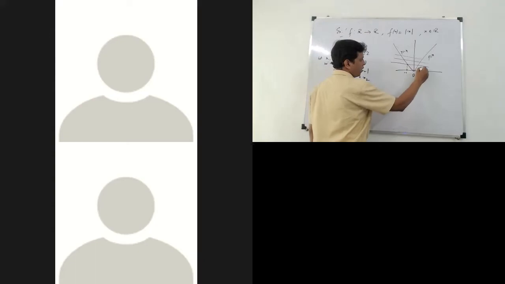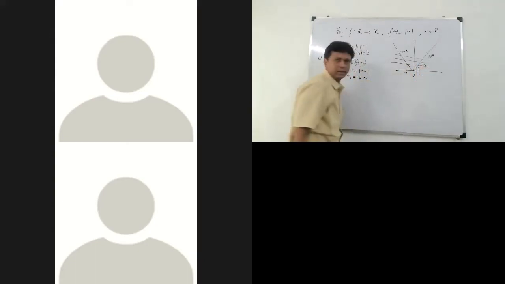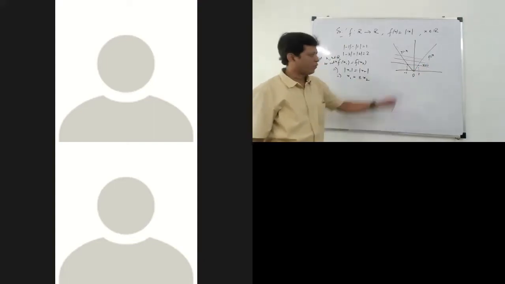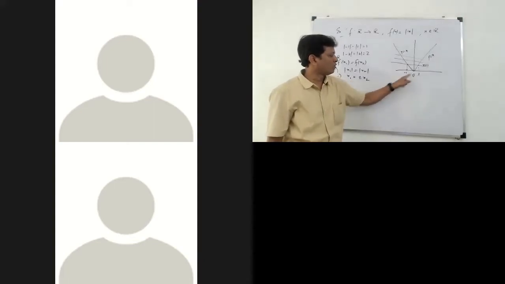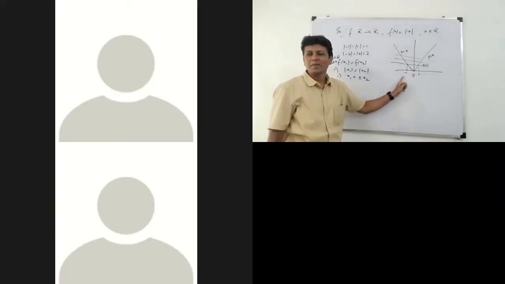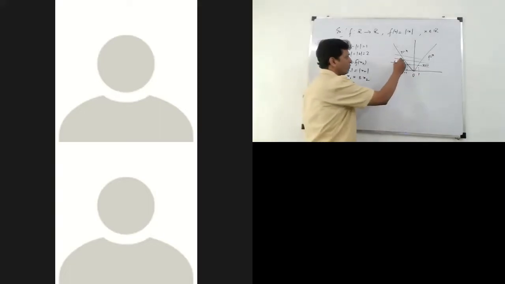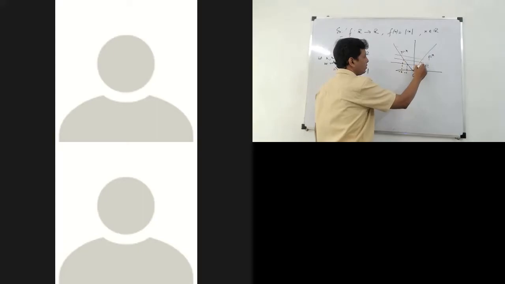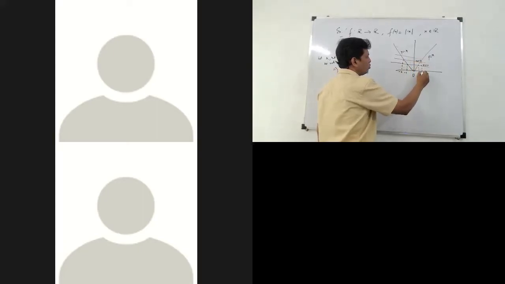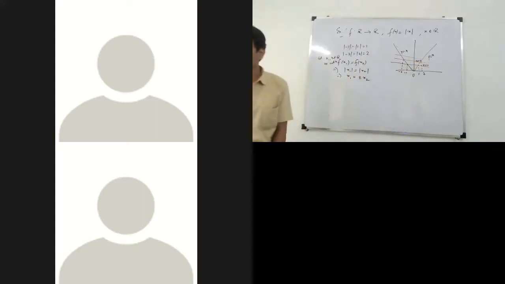Suppose this is minus 1, this is 1, and this is your y equal to 1 line. So for y equal to 1, you have two pre-images, minus 1 and 1. For y equal to 2, you have two pre-images, minus 2 and 2.